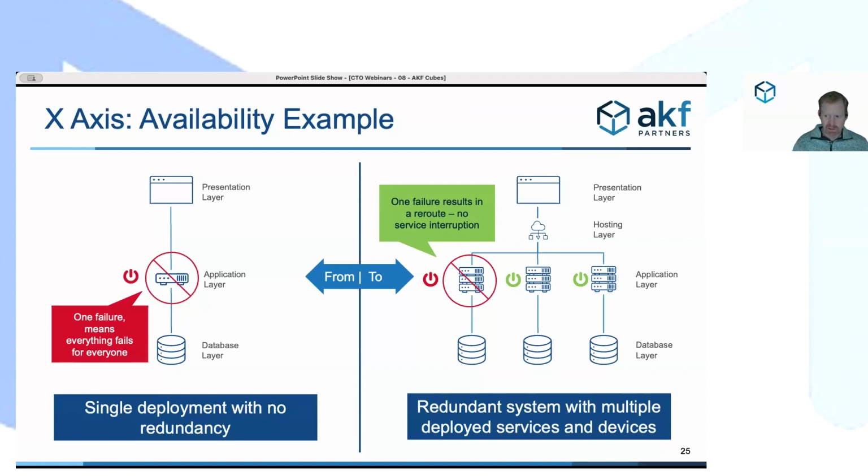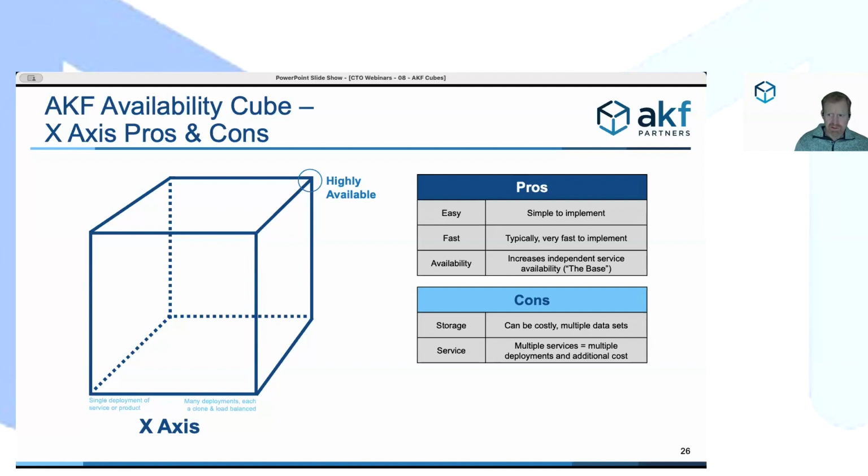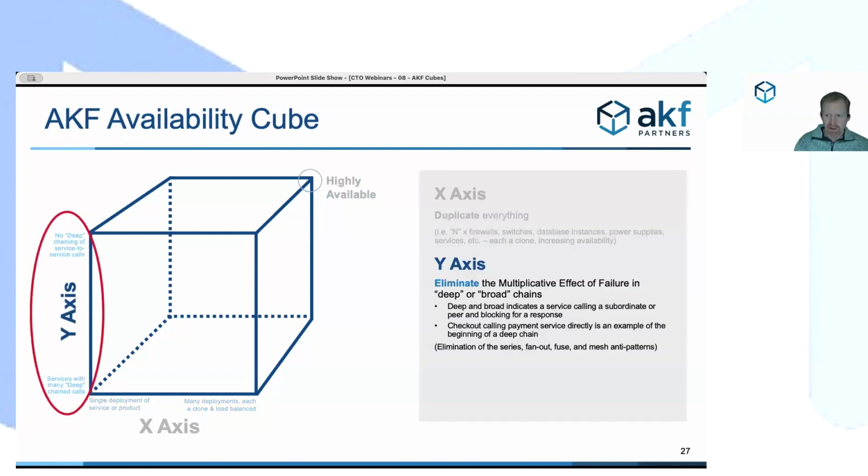So same as the scalability cube here. But again, the idea is how much you can improve your availability via redundancy, not necessarily by increasing load. Pros, same thing as the other one here. Easy, fast. You can raise, we'll show you what the base is of the probability of failure. But the cons, again, it can be costly and it's just multiple deployments that you need to manage.